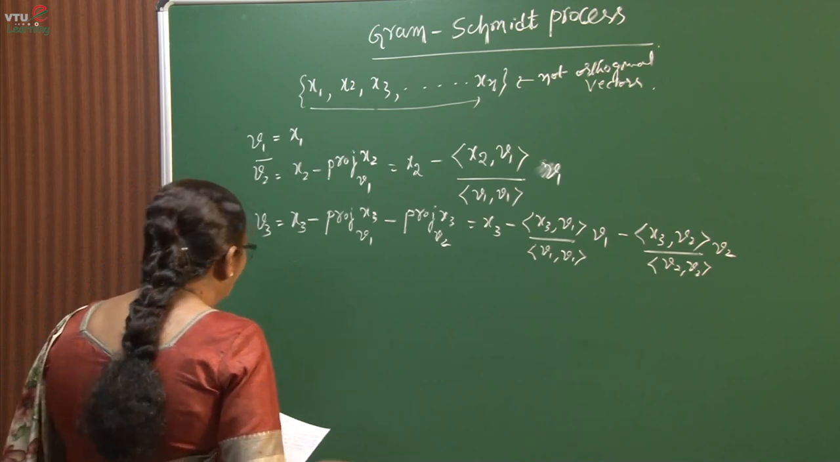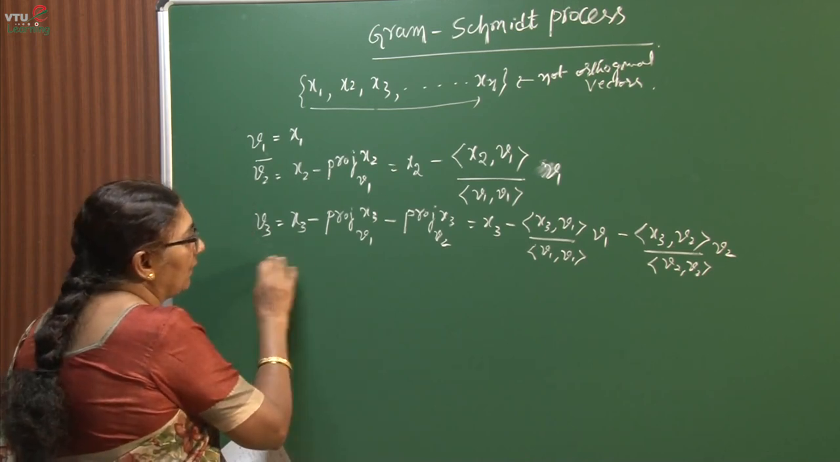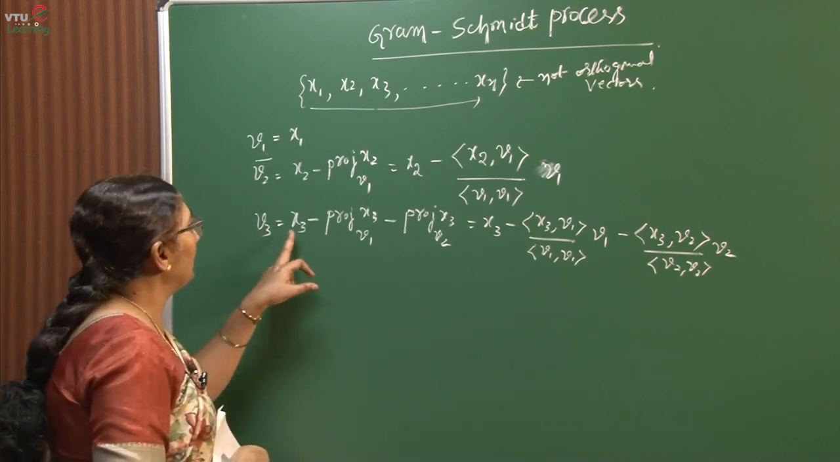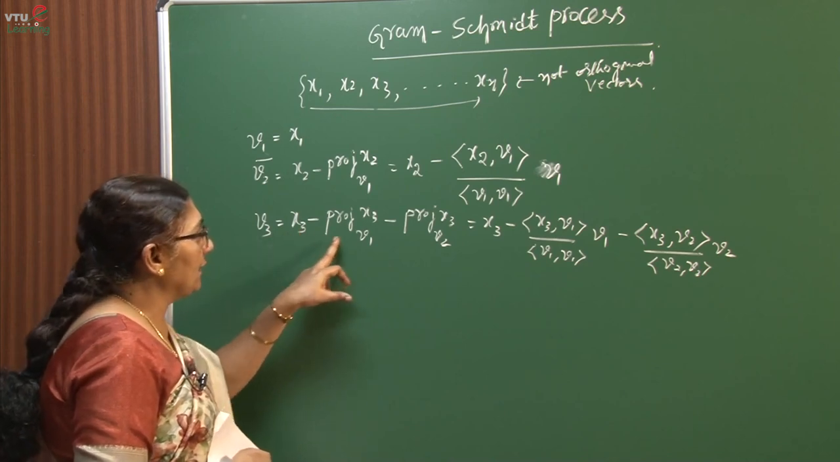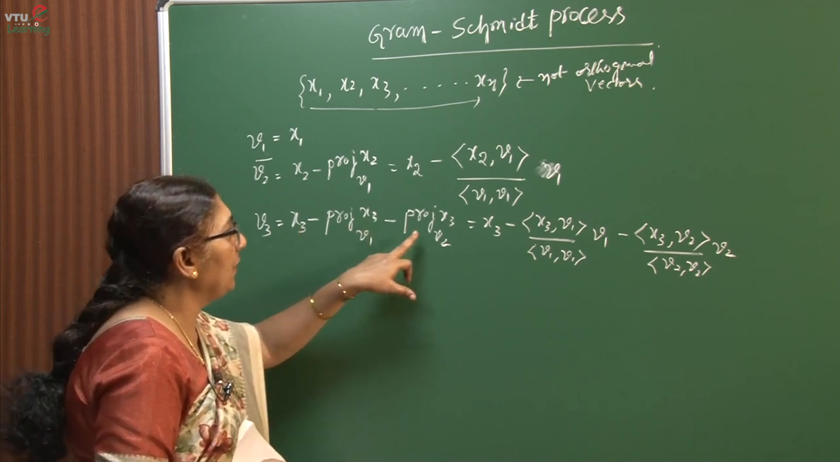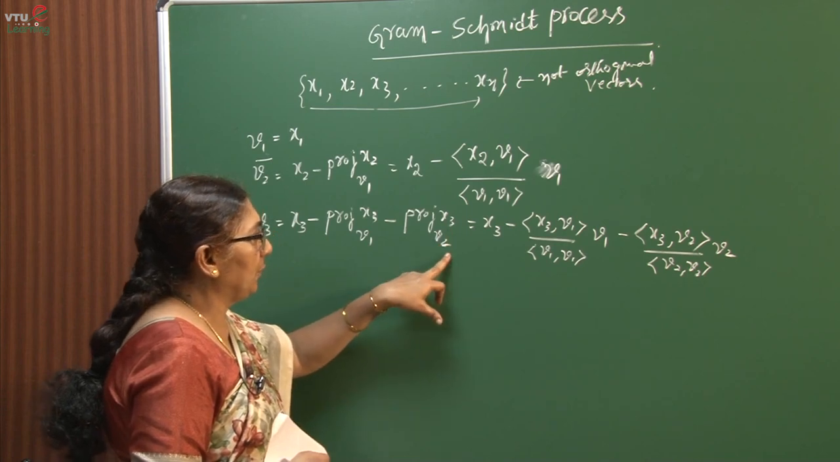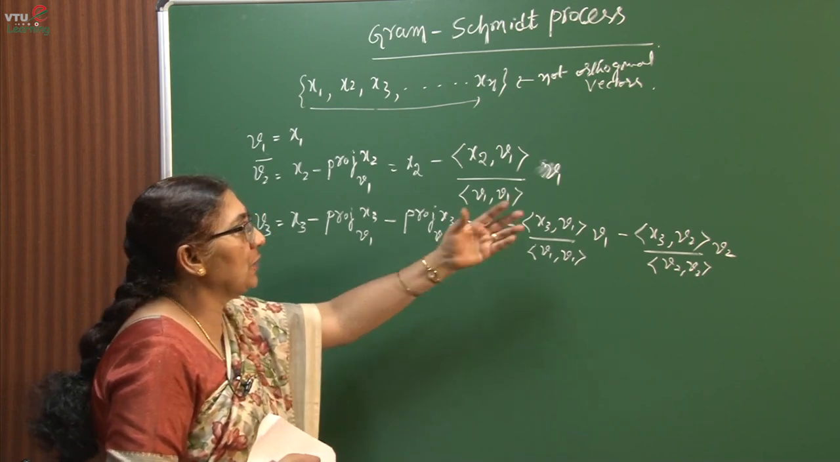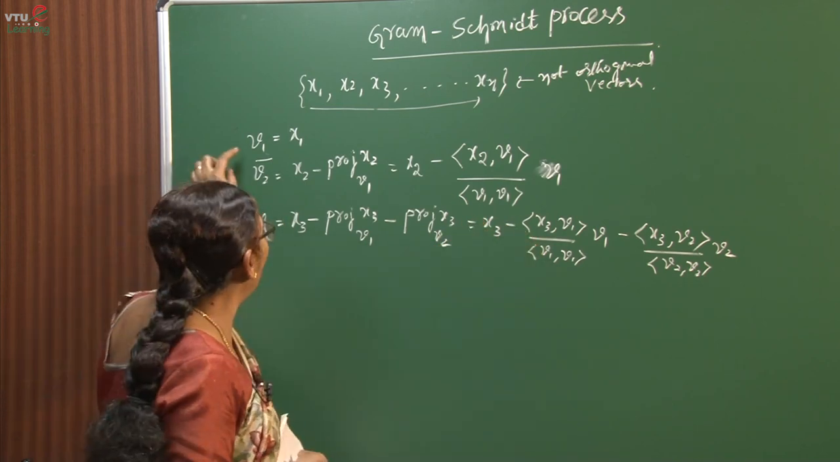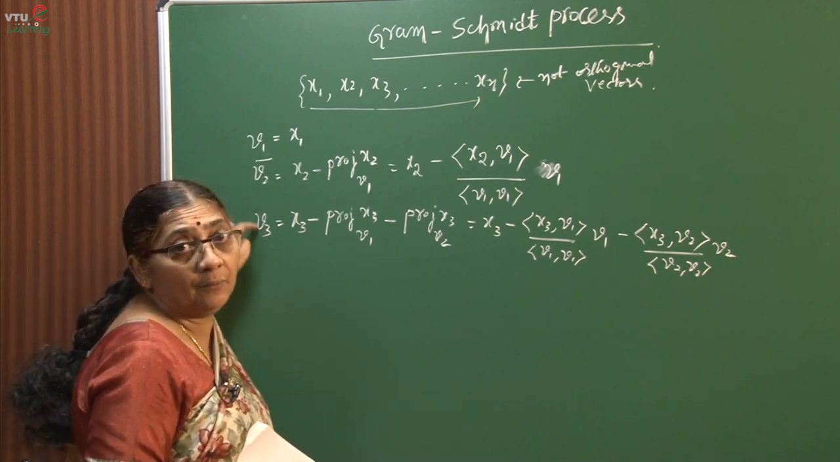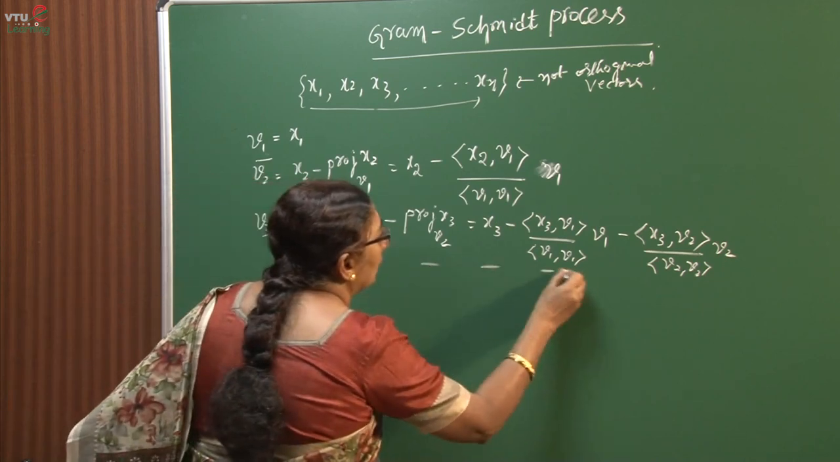Similarly, what is v4? It is not necessary to write it out. v4 is x4 minus the projection of x4 with respect to v1, minus the projection of x4 with respect to v2, minus the projection of x4 with respect to v3, because we already calculated v1, v2, v3, and so on.